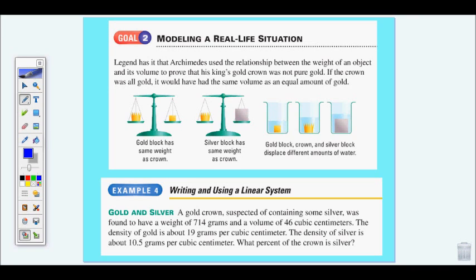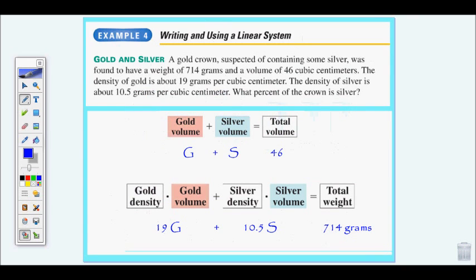So we need to go ahead and set up, I think I have this on the next slide, I do. So I've copied that again so we can refer to it. We have two different equations. We have an equation about volume, and we have an equation we can make about weight. We know the total volume of the two metals equals 46. So I can say gold plus silver. I just used those as my variables: G plus S equals 46.